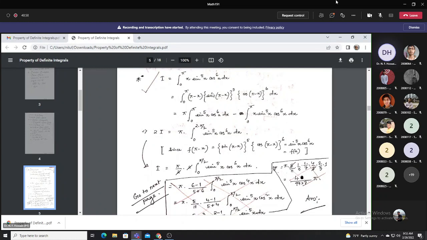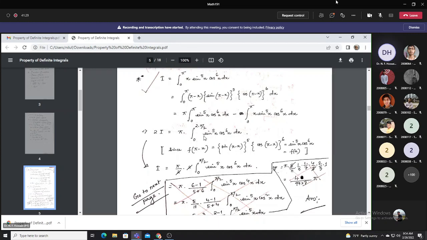So here you are getting the same function sine to the power 5x cos to the power 6x, but here pi minus x multiplied with this. So we separate the function into two integrals. The first integral will be pi into integration 0 to pi sine to the power 5x cos to the power 6x, and here minus integral 0 to pi x into sine to the power 5x cos to the power 6x dx. Now this is the same integral from which we started. So let us take it to the left side, and in the left side you will have 2I, and in the right side pi into integration 0 to pi.